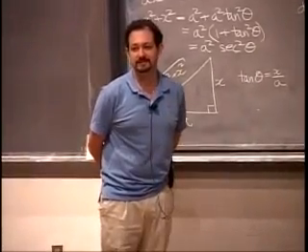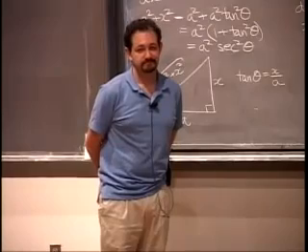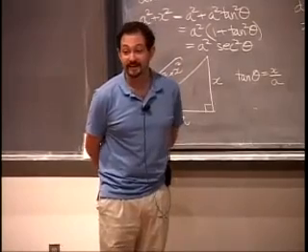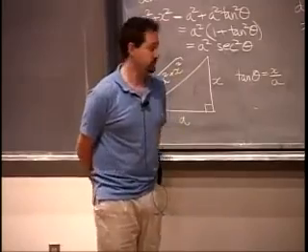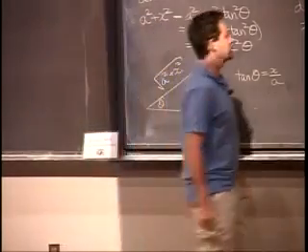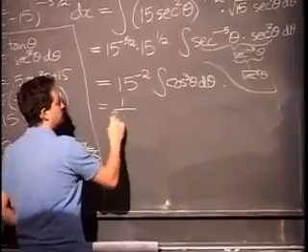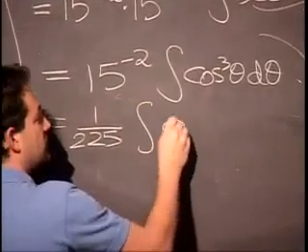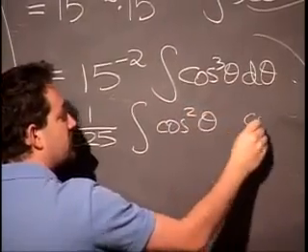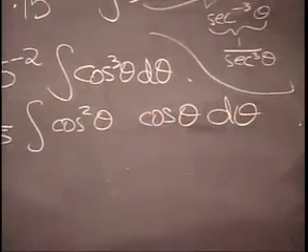Well, how do you do it? Yes, c is the odd power. In this case, it's cosine cubed. 3 is odd, so we pull out a cosine. 15 squared is 225, so I'm going to convert that into 1 over 225 integral cosine squared theta, cosine theta d theta.